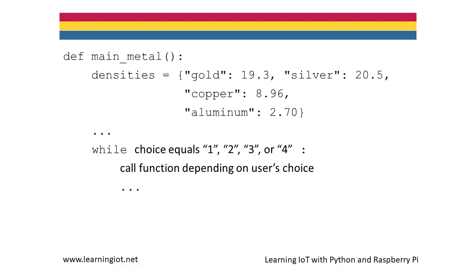The user will be prompted to enter a choice. If the user wants to add or remove a metal or calculate the mass of a metal of a certain size, then the user will be prompted to enter the name of the metal. If the user wants to add a metal, then the user will also be prompted to enter the mass density. If the user wants to calculate the mass of a metal cube, then the user will also be prompted to enter the size of the cube. These input function calls will be placed in the main_metal function.